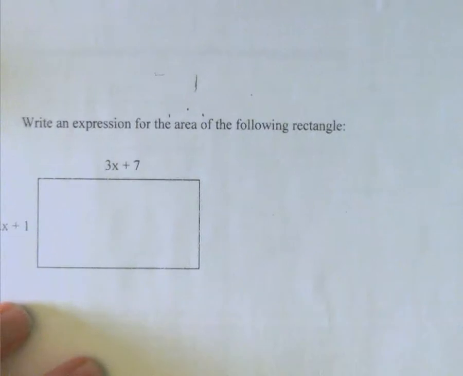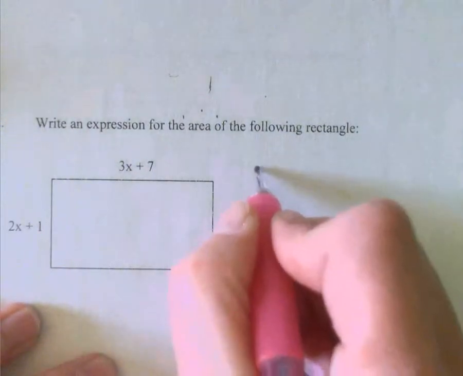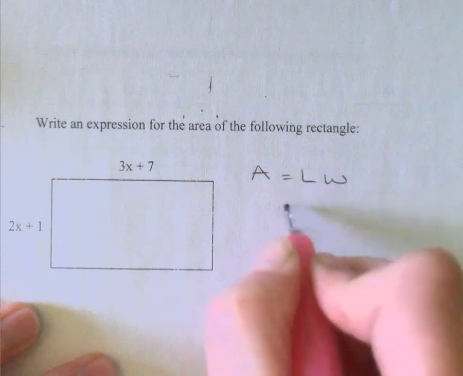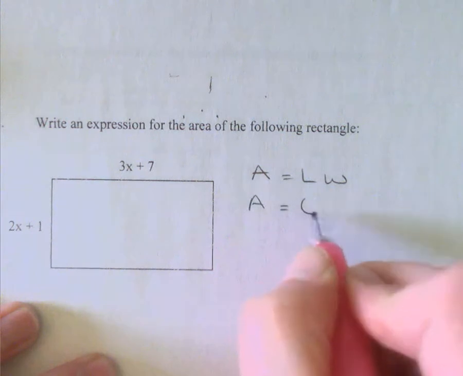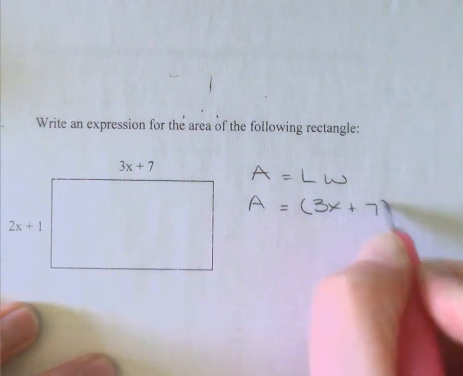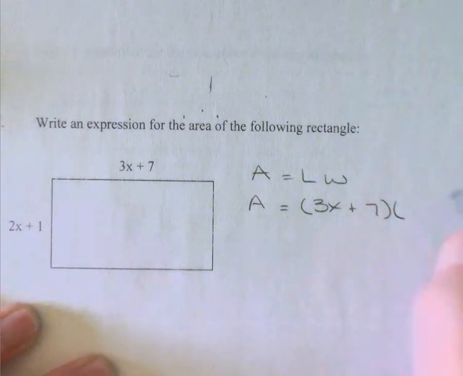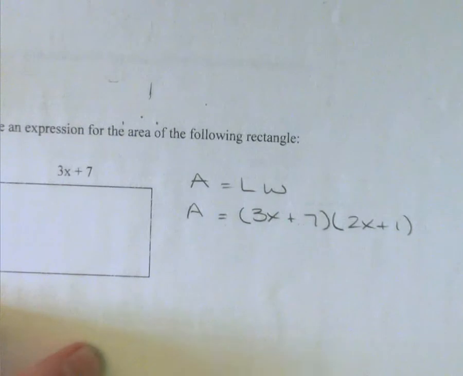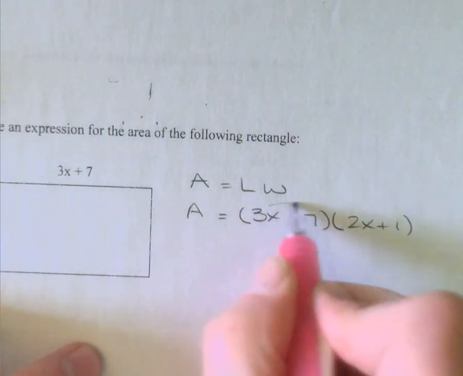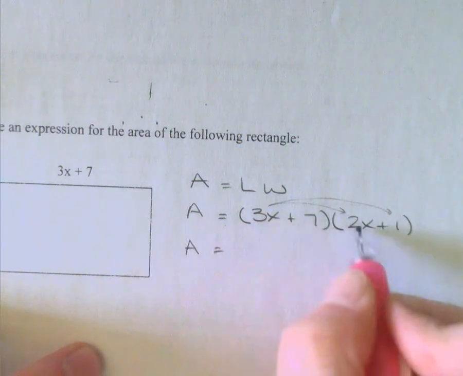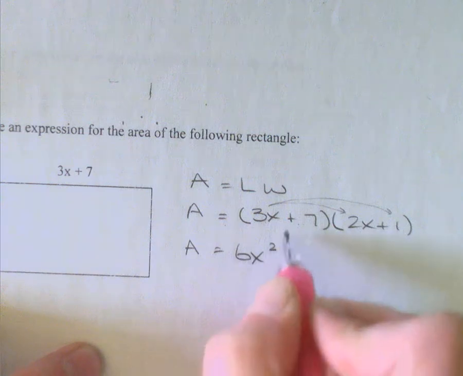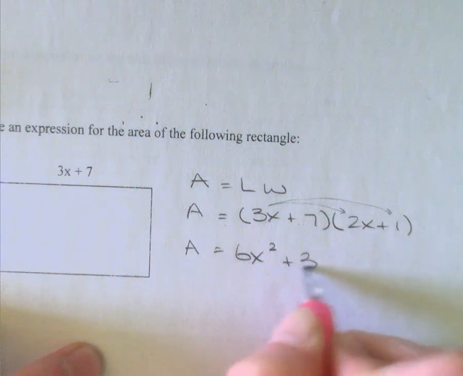Okay, let's look at an application question. So they want the area of the following rectangle. The area of a rectangle is length times width. So the area, my length is 3x plus 7, and I want to multiply that by 2x plus 1. So I'm going to take this 3x and multiply it by everything in the second bracket, starting with that first term. So 3x times 2x is 6x squared. 3x times 1 is 3x.